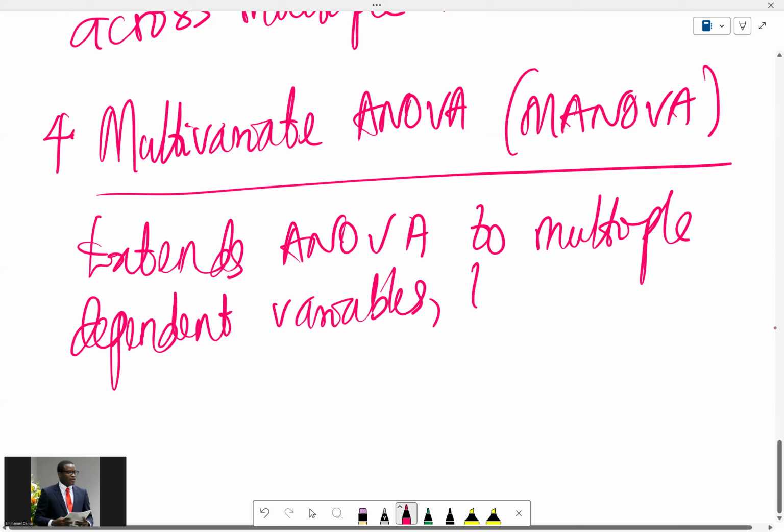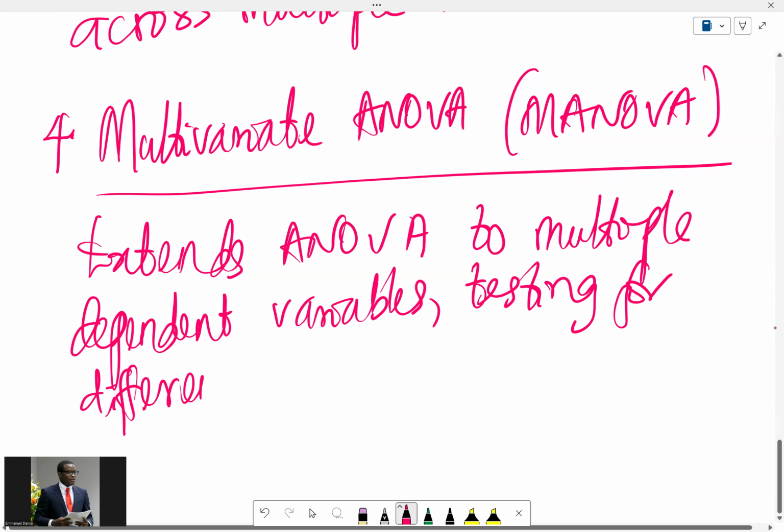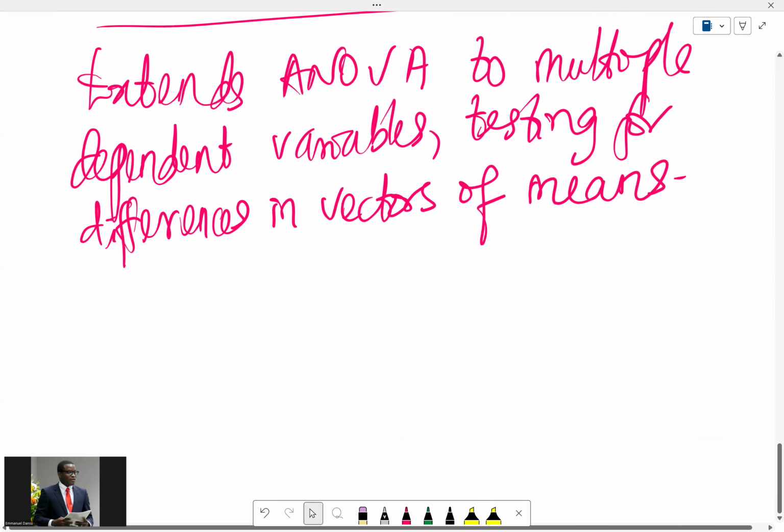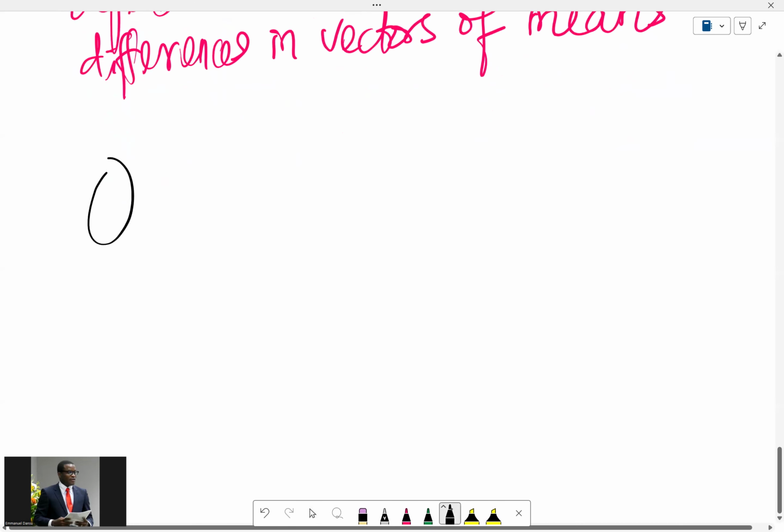Testing for differences in vectors of means. But for the purpose of this series, I'm going to just focus on one-way ANOVA and two-way ANOVA. So this video is going to focus on one-way ANOVA, and later I'll come up with a video for two-way ANOVA. So let's go on with one-way ANOVA.